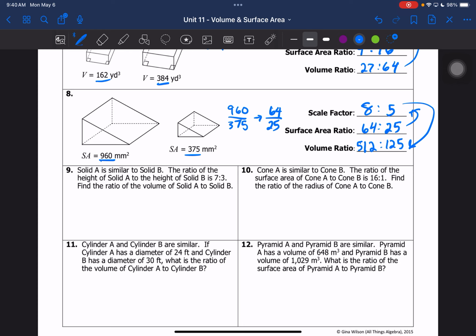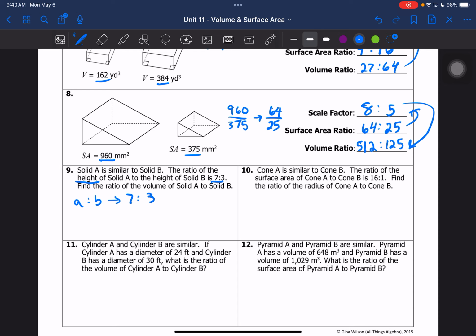So this is kind of putting everything together. It tells us that two solids are similar. It tells us the ratio of the height. So if you are talking about a linear measurement, remember we listed off all of our linear measurements, height was one of those, that means that you have the scale factor. And we represent a scale factor with a to b. This is 7 to 3.